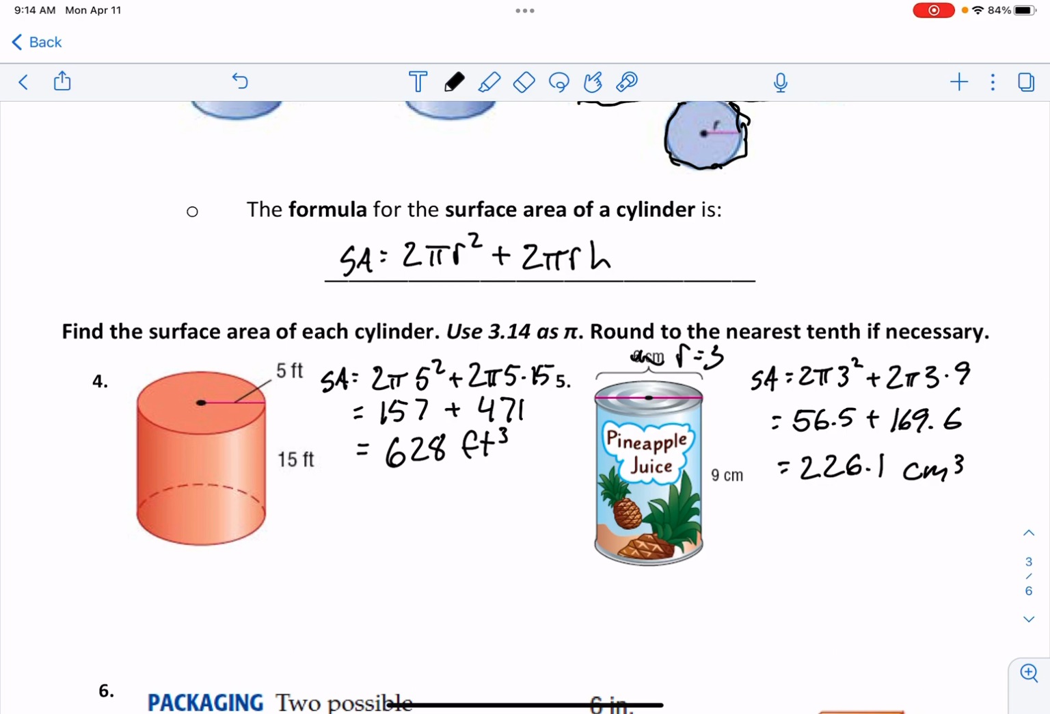So plug in your values, complete your order of operations, and you will get these nice nifty answers like we got. So you're going to complete the assignment, which is going to be on Canvas, and then turn that in there as well, and you'll be all done for the day.